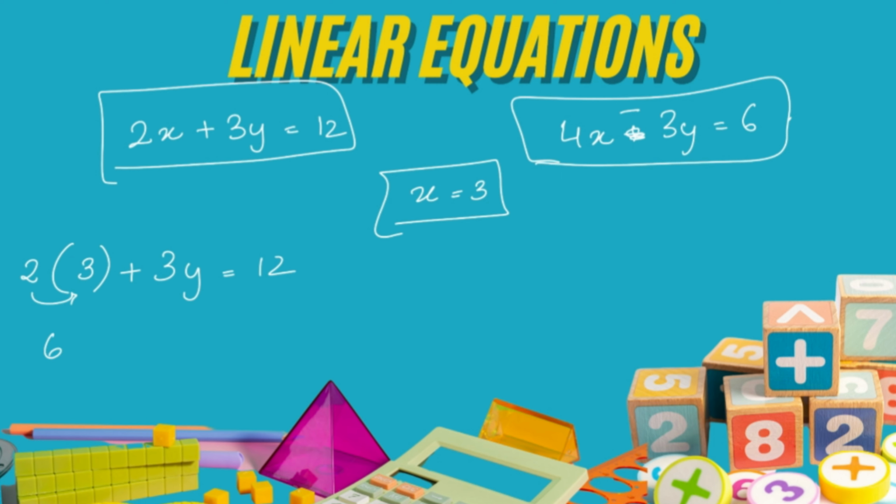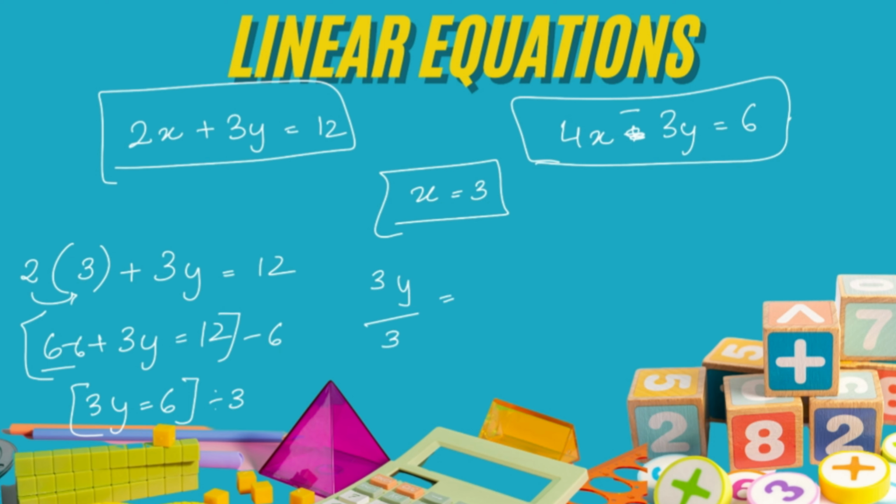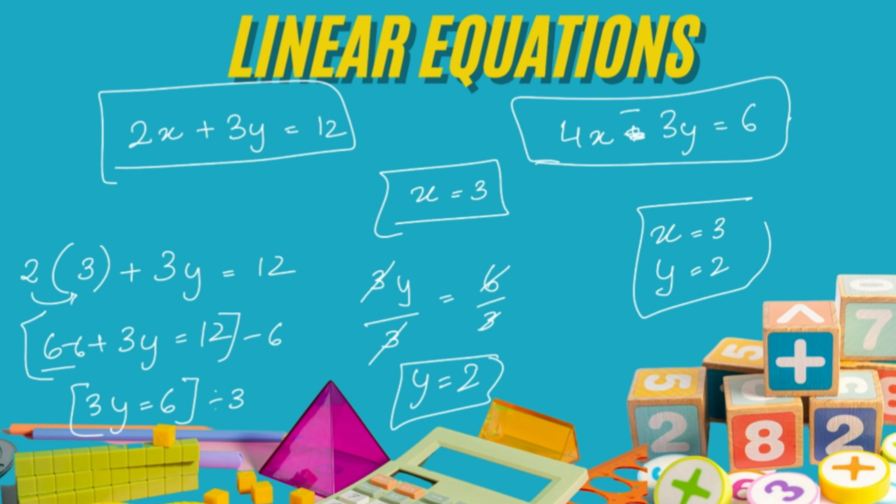3 times 2 is 6 plus 3y is equal to 12, and then we have to subtract 6 from both sides, so we get 3y is equal to 6. We have to divide by 3 on both sides, so we get 3y divided by 3 and 6 divided by 3, so y is equal to 2. So the value of x is 3 and the value of y is 2.